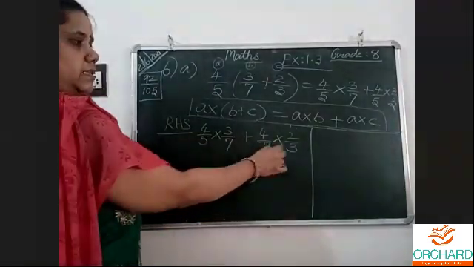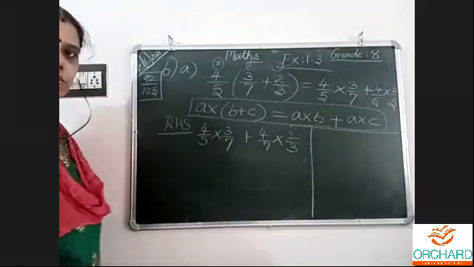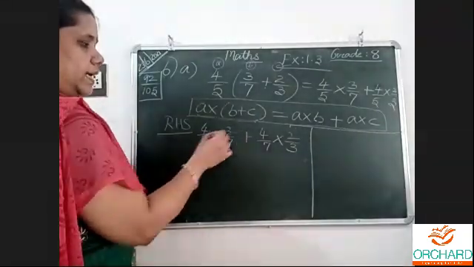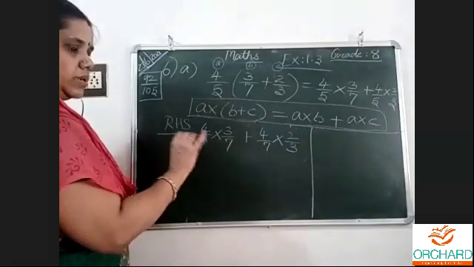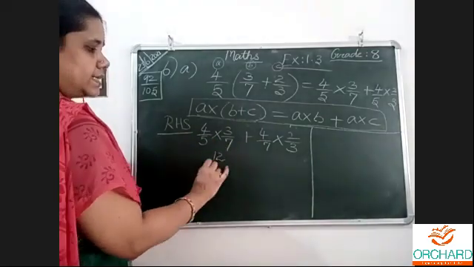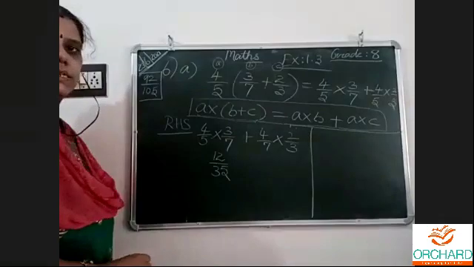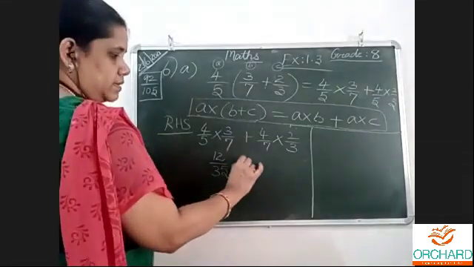These are both multiplication. If we want, we can cancel. 4 and 7, no. 3 and 5, no. 3 and 7, no, nothing. So 4 3s are 12, 5 7s are 35. This number as it is. Plus.